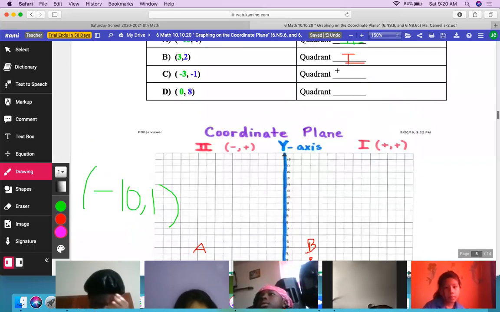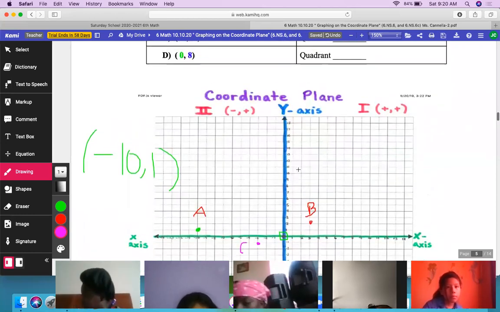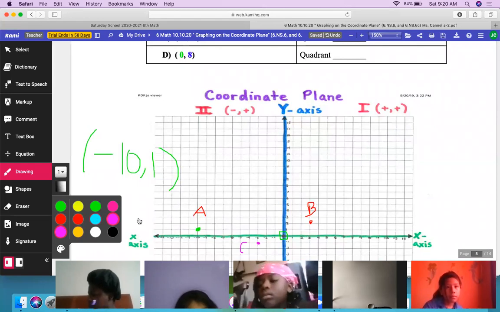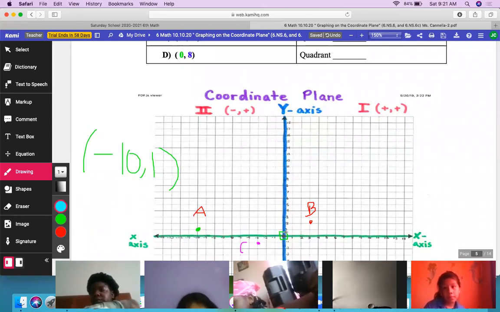Next, in 0, D, 8. Talk us through that. So you start at the origin and then you don't go anywhere, and then you just have to go up 8. Okay. Now, here's the trick question, guys.